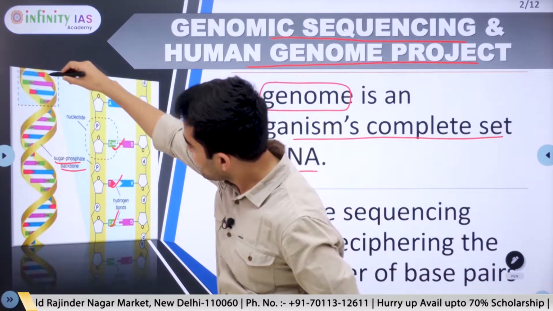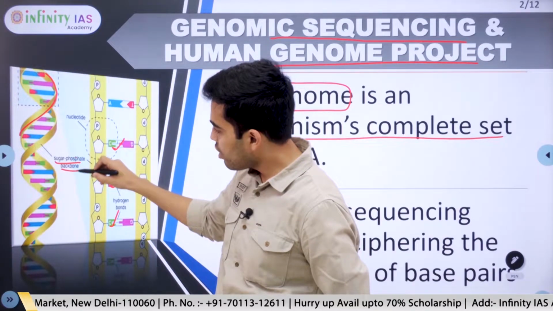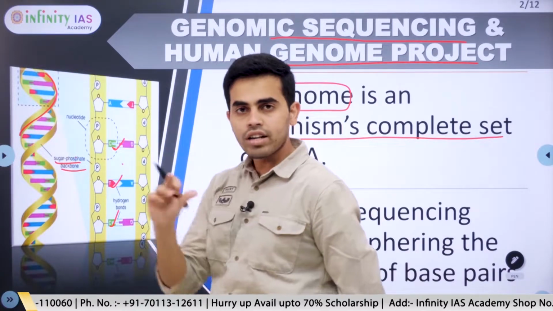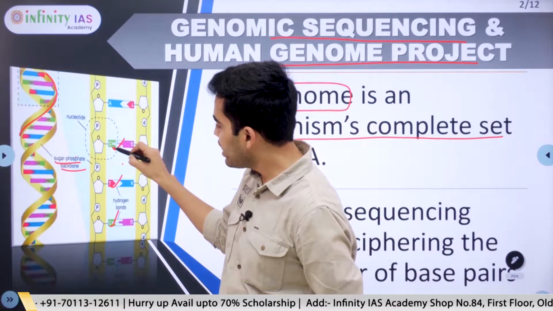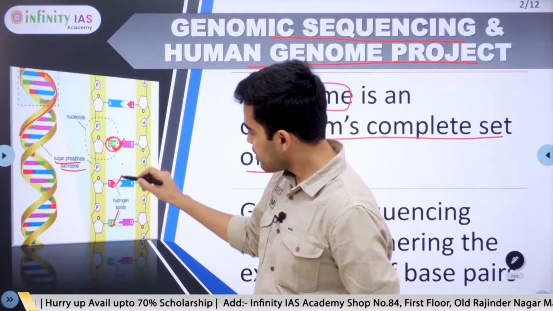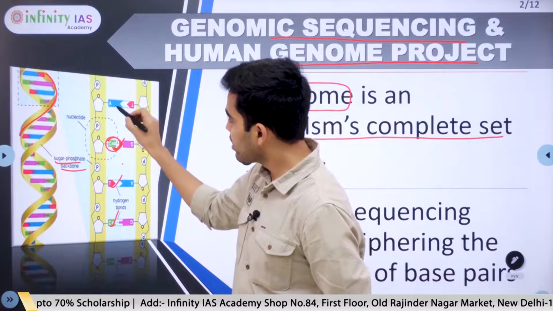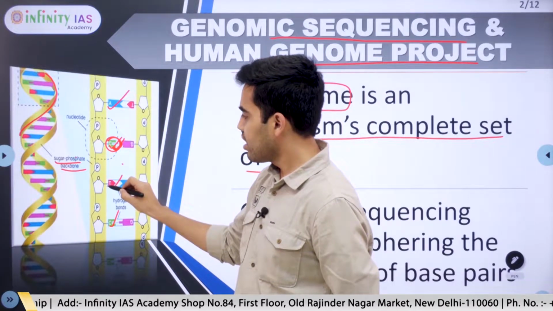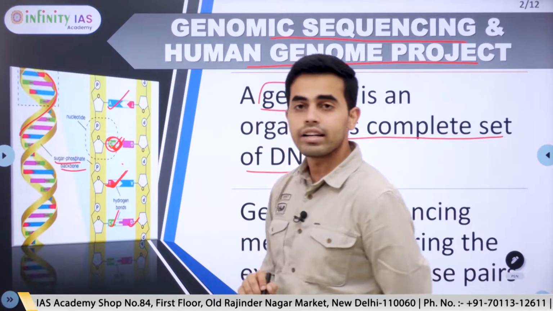This yellow part here is constant. It is a sugar phosphate molecule that are connected. So what is the varying portion of DNA? The varying portion of the DNA is the nitrogen base. There are different types of nitrogen bases: A, adenine, C, cytosine, T, thymine, and G, guanine.